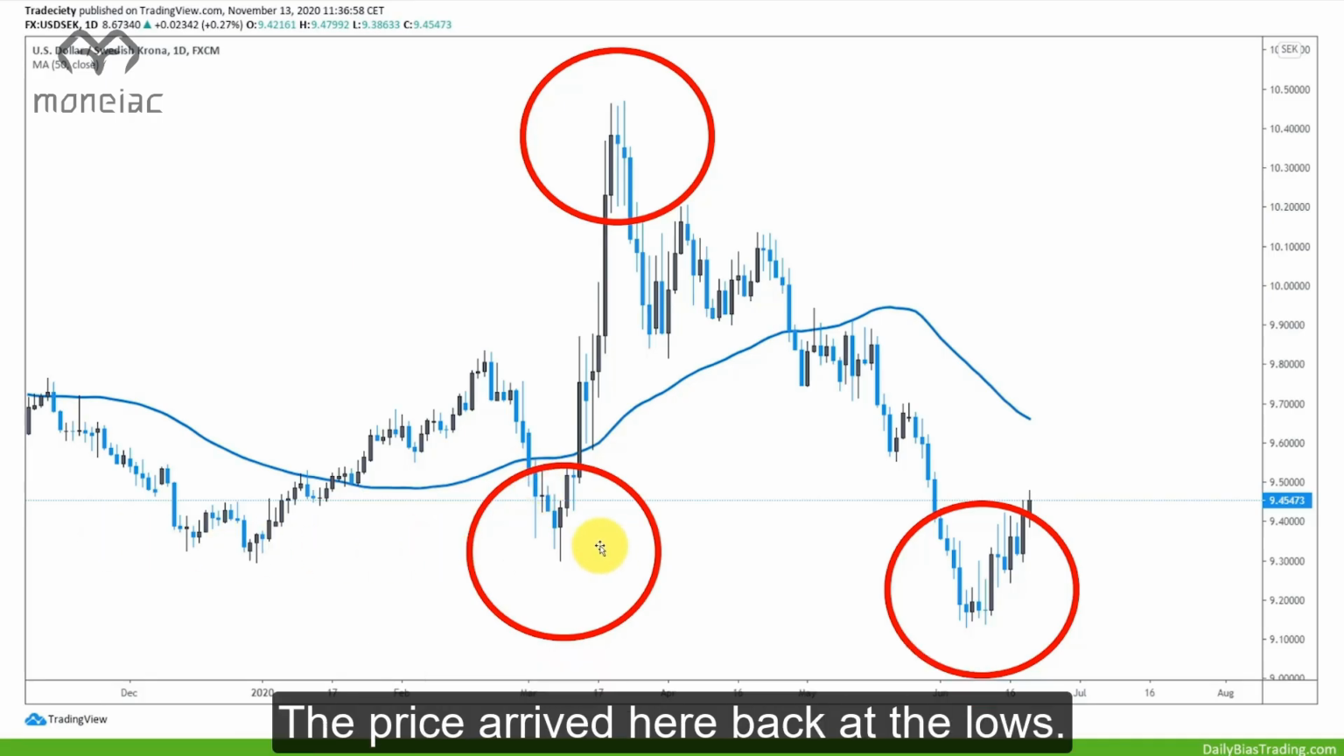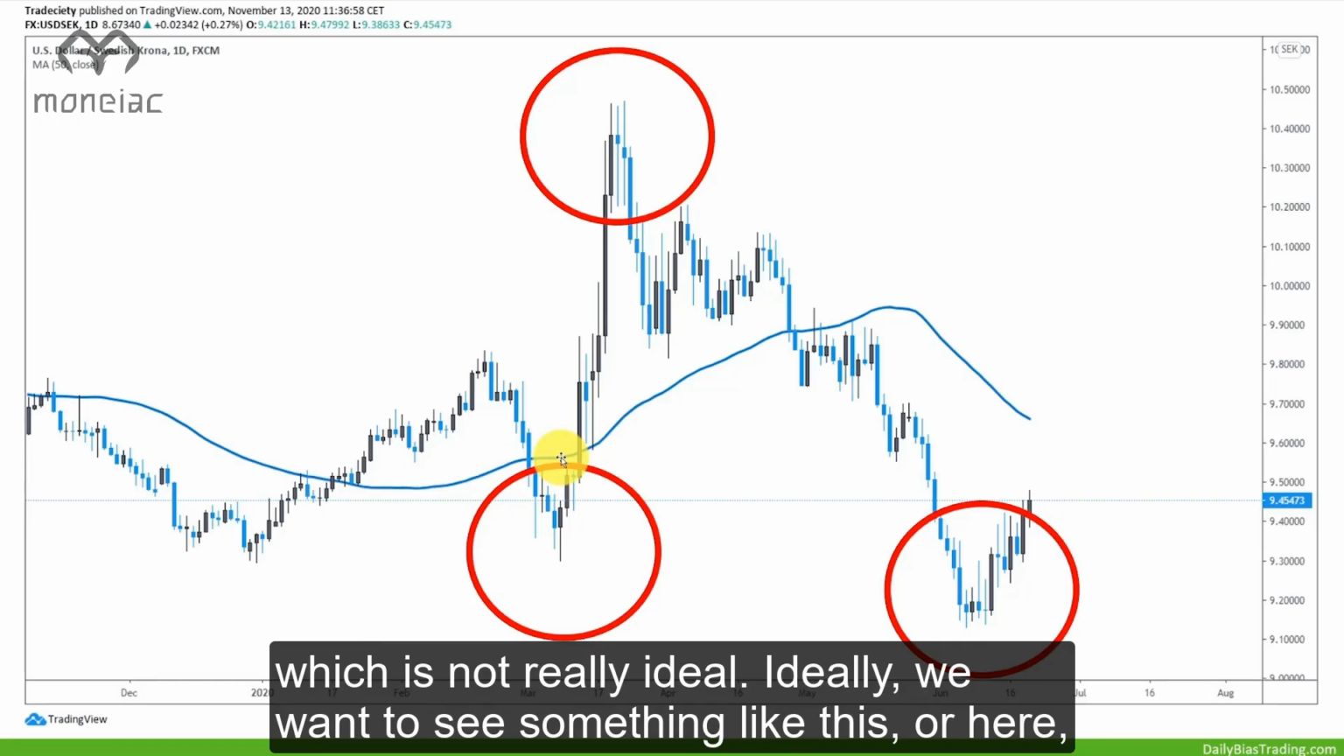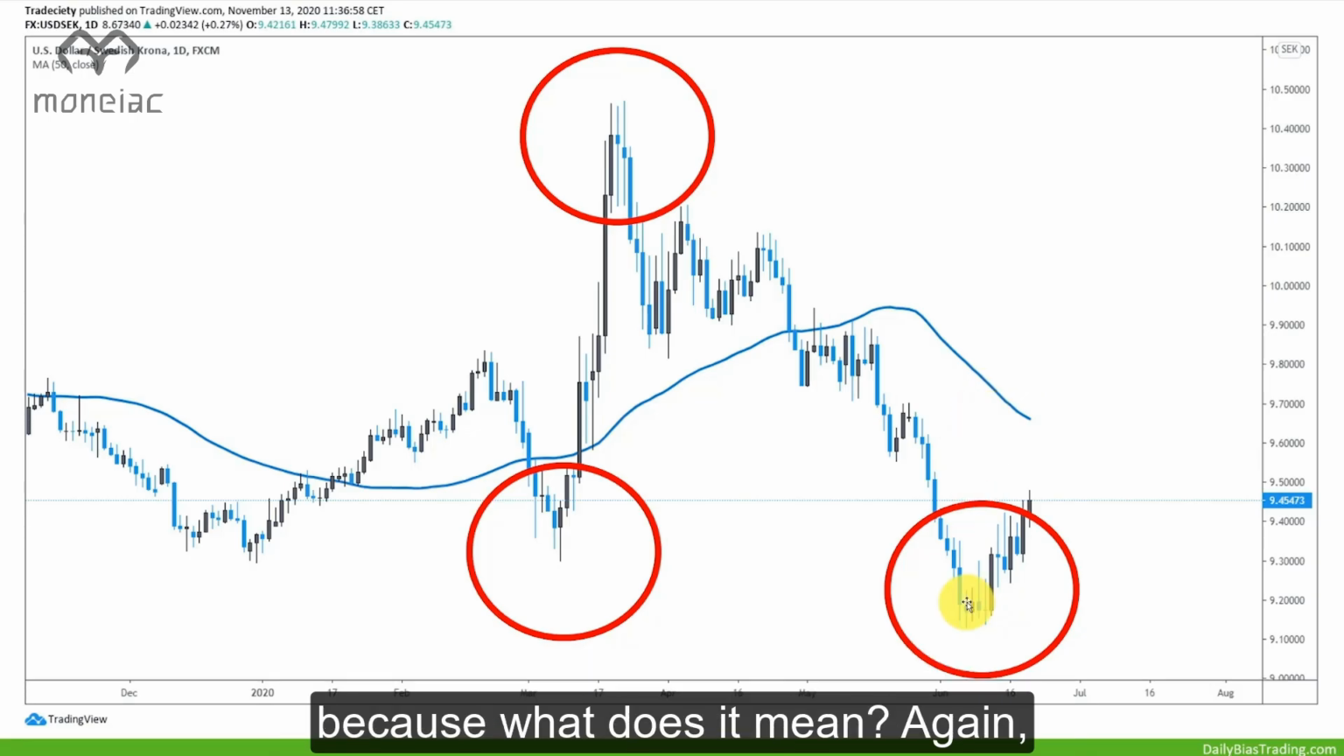The price arrives here back at the lows. The price is not very far away from the moving average, which is not really ideal. Ideally, we want to see something like this or here, where the price is really far away from the moving average, because what does it mean?